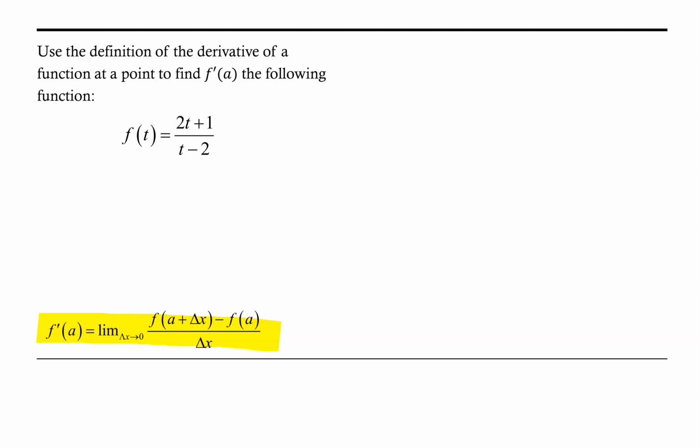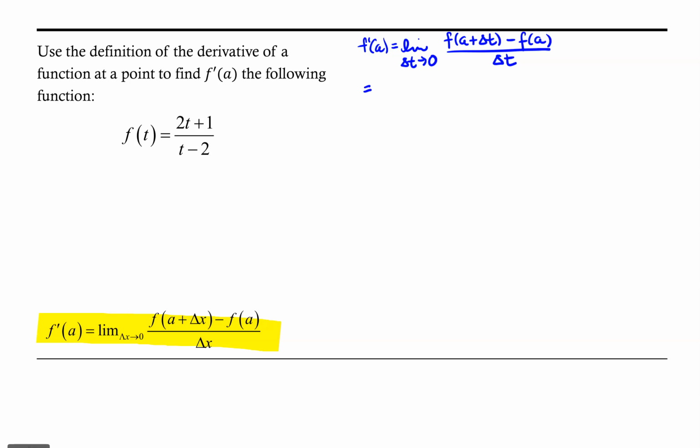So if we're looking for f prime of a, instead of taking the limit as delta x goes to 0, we want to take the limit as delta t goes to 0 of f of a plus delta t minus f of a all over delta t.